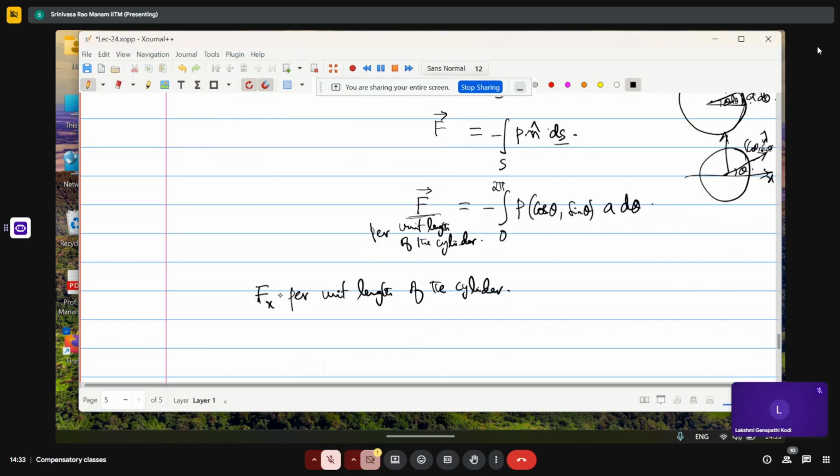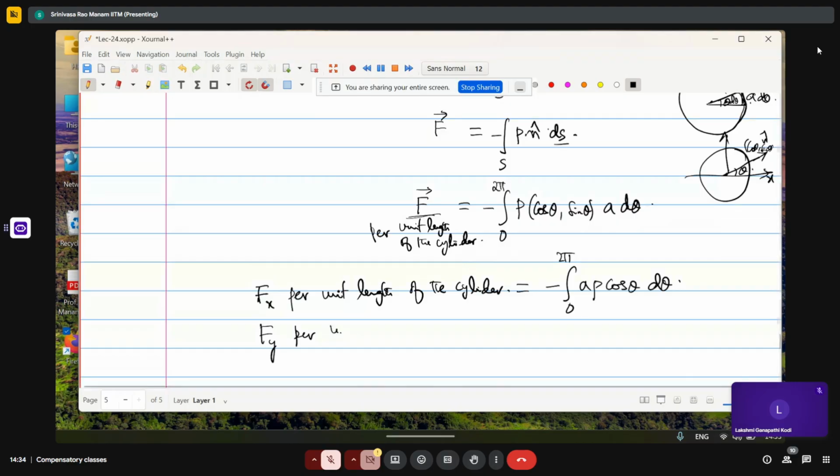Okay, x component equal to minus integral 0 to 2 pi P cos theta, A P cos theta. So A comes out, A P cos theta d theta. Similarly, Fy per unit length of the cylinder will be minus, again, one more. These are the force calculations that you made. A P sin theta d theta. See that these are the force components, per unit length, this is what you have done.